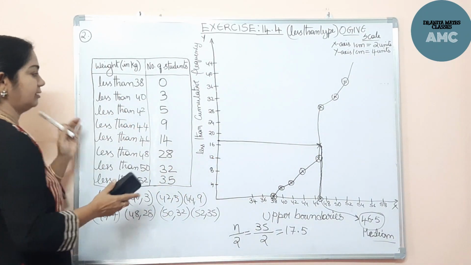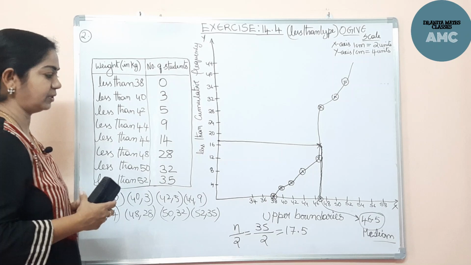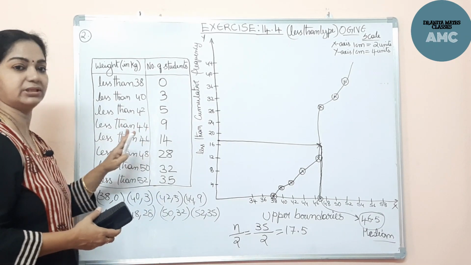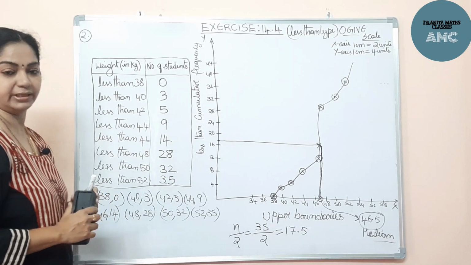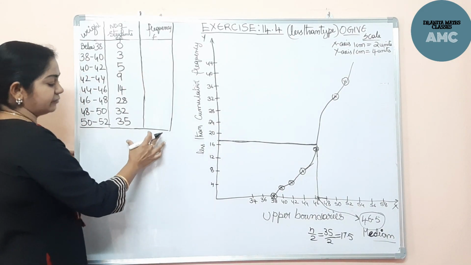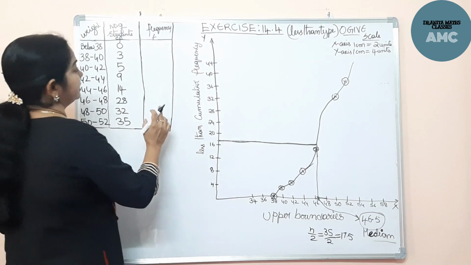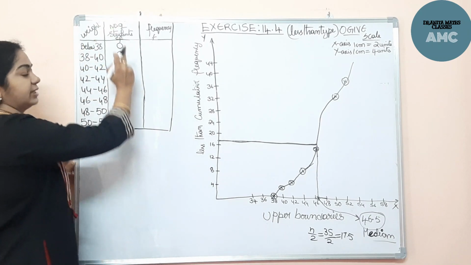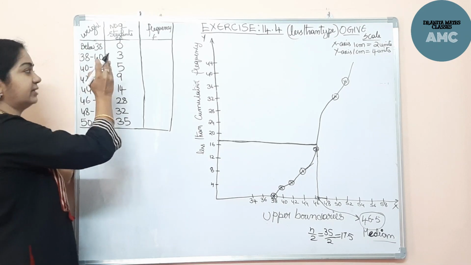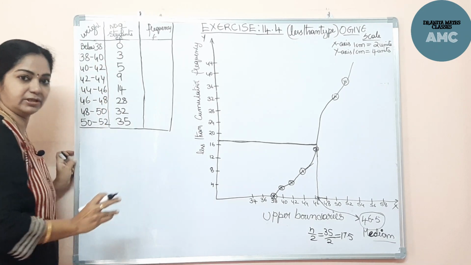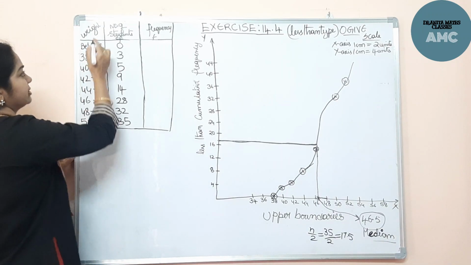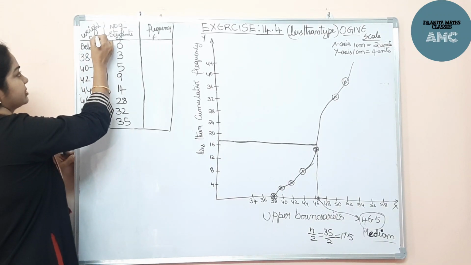Now I'll quickly note it down. Pause the video, note it down. I'll be erasing this part and doing the formula-based median. Now I have noted down the table again, because we were given less than 38 and so on. For the formula we need the lower limit also, so I'll write them as class intervals.